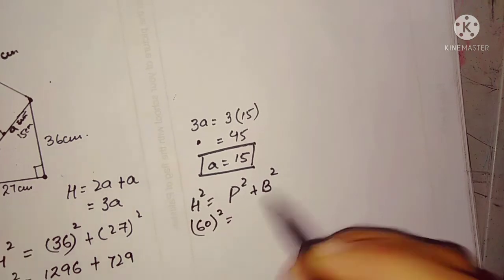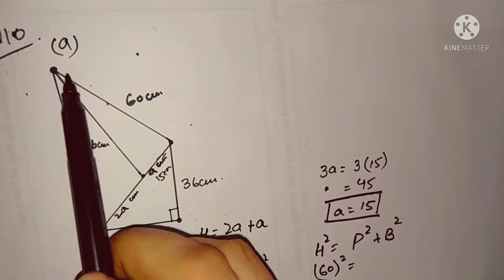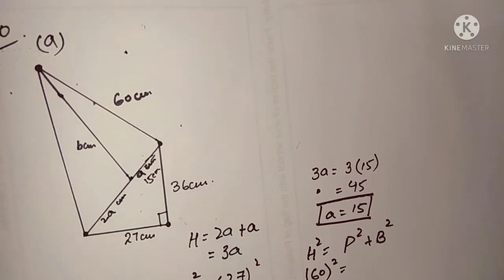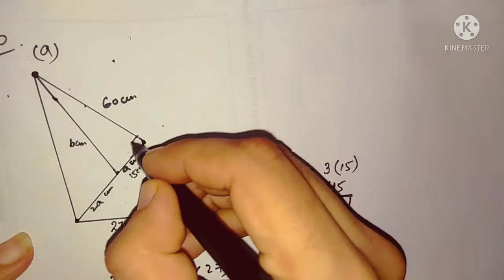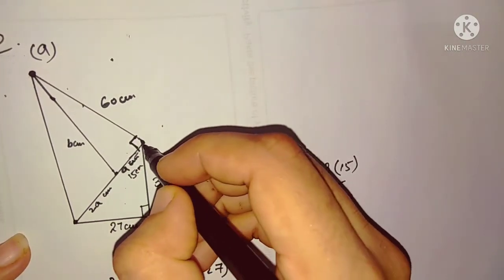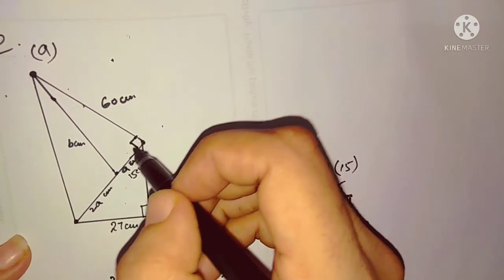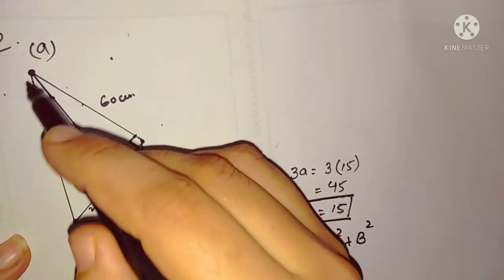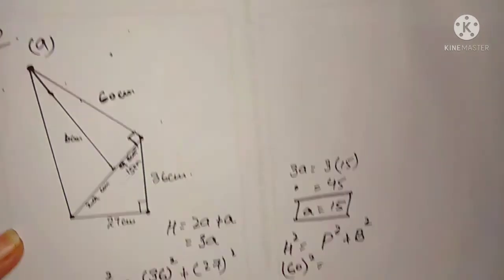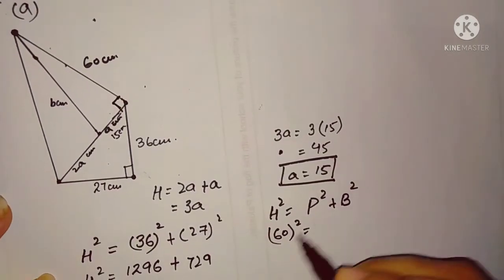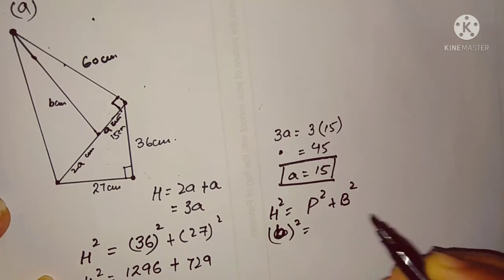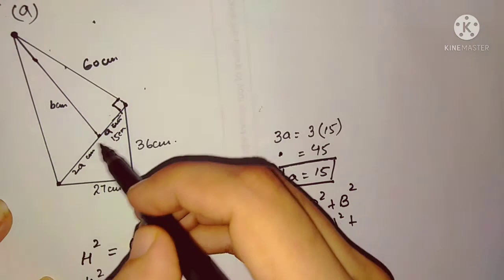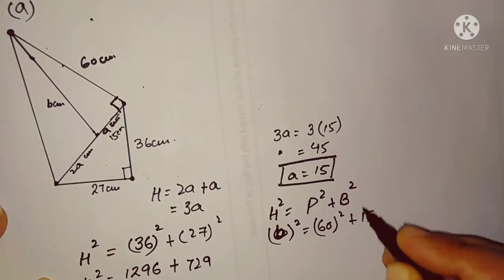So let's use the formula to find out the value of b. Hypotenuse square is equal to perpendicular square plus base square. The hypotenuse, as I have told you, is 60, so take the square of 60. Sorry students, where the 90 degree angle is given, that is always your perpendicular. So this is the perpendicular, this is the base, and this is the hypotenuse.